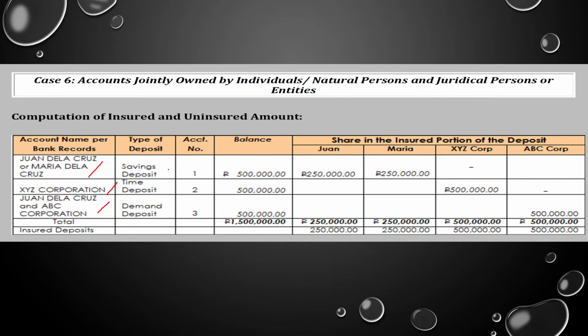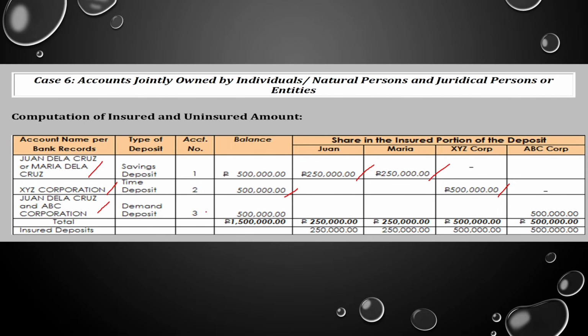So here in account number 1, it is jointly owned by Juan de la Cruz or Maria de la Cruz. So in the amount 250,000, equally divided siya between Juan and Maria. So meron silang tig 250,000 na insured portion. Number 2, XYZ Corporation, it is considered as a separate juridical entity. So therefore entitled siya to receive 500,000 pesos. Juan de la Cruz and ABC Corporation. Ito yung account number 3 natin.